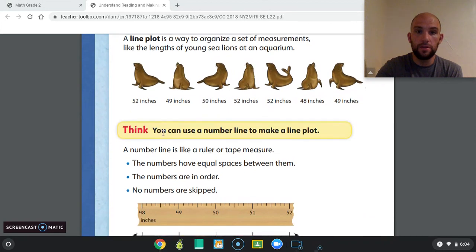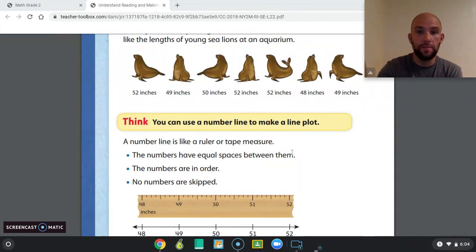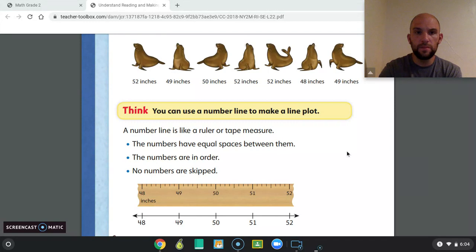So we can then use a number line to make a line plot. A number line is like a ruler or a tape measure. The numbers have equal spaces between them, so the space between any two numbers is going to be the same. The numbers are in order and no numbers are skipped.